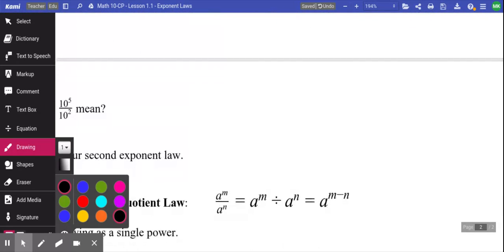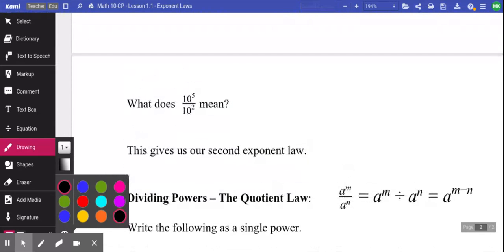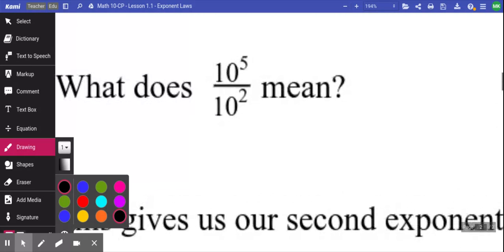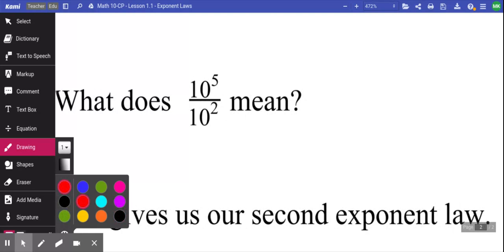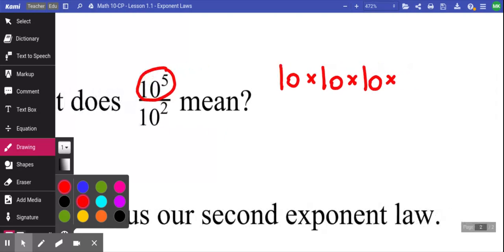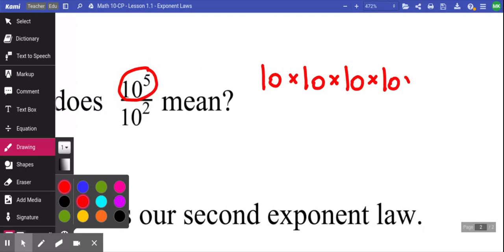The second rule, which has a few more common errors where we mess things up, is going to be our division rule. We'll start by just looking at one of the division questions. So what does 10 to the power of 5 divided by 10 to the power of 2 mean? So 10 to the power of 5 means you have 5 tens being multiplied together. 1, 2, 3, 4, 5.